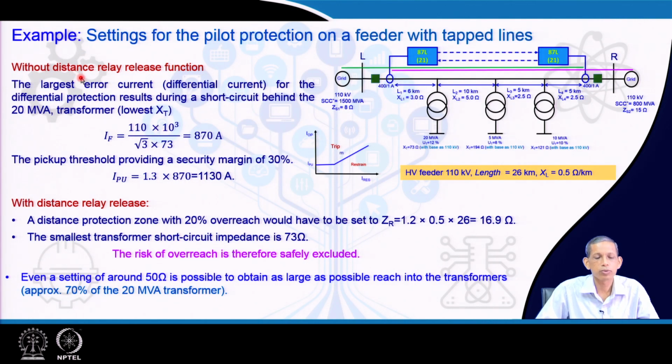Now, let us say we do not have distance relay support to consider for the line differential, then what; and if we have a distance relay support, then what, agree. Now, the largest error current for the differential protection results during a short circuit behind the 20 MVA transformer. Load is one part, true, but if a fault happens beyond the transformer, that fault current will be much more significant.